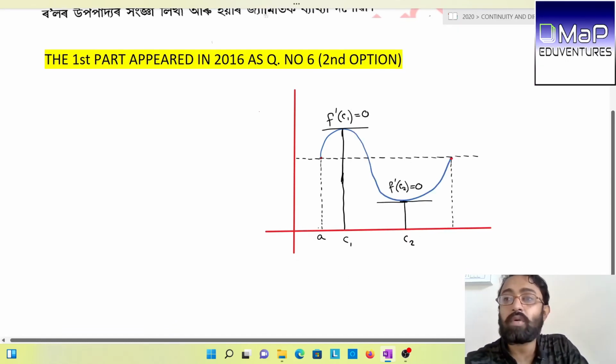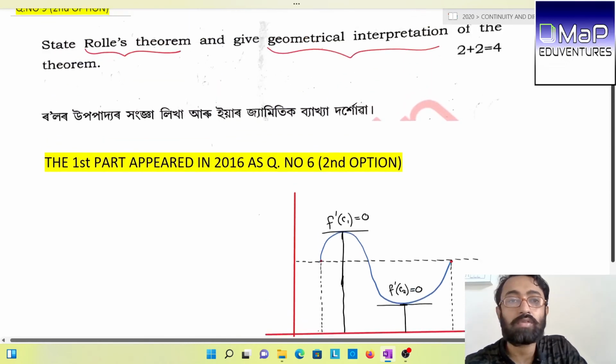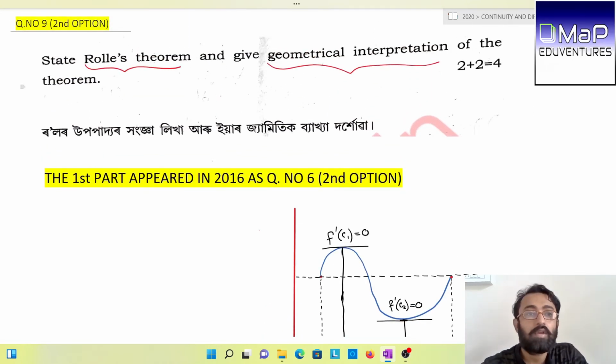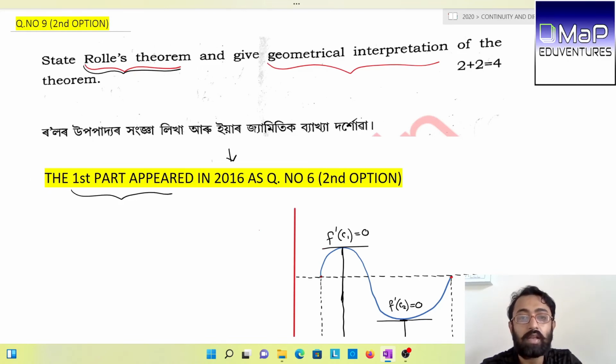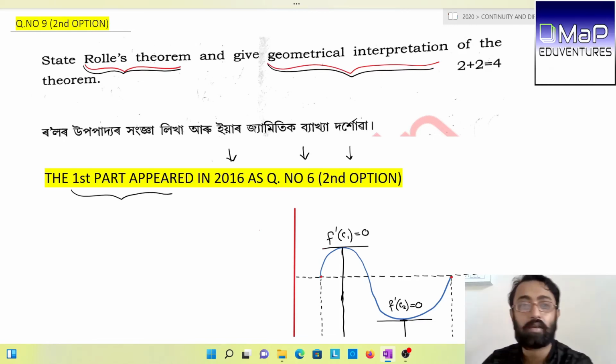Alright, let us go to our last question of the year 2020, continuity and differentiability. So we have been given: state Rolle's theorem. Now Rolle's theorem, this part has appeared many times before. For example, in the year 2016 it appeared as question number 6 or second option. But the geometrical interpretation has not appeared before. So let us try to analyze the geometrical interpretation.